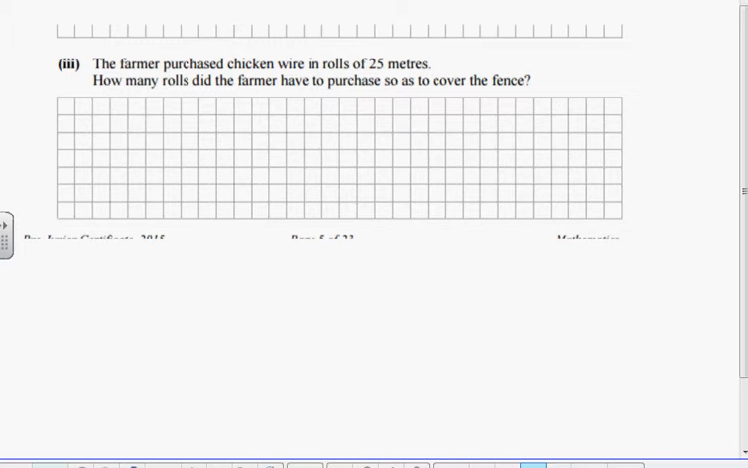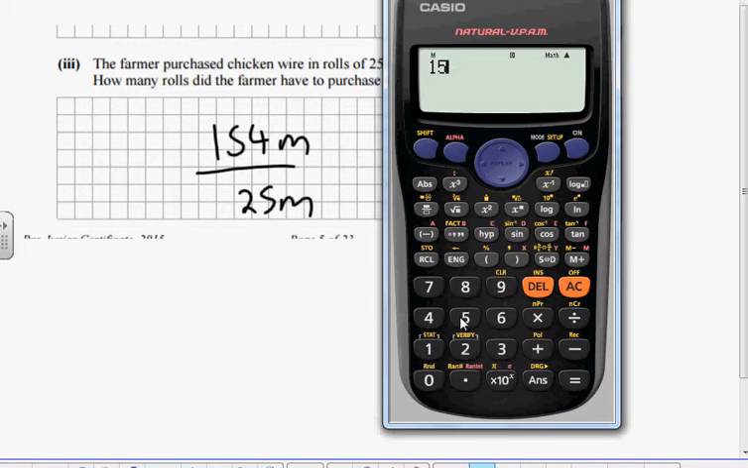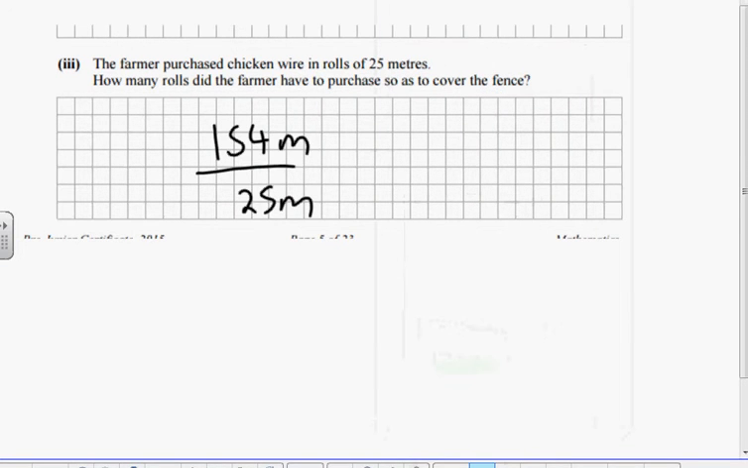You purchased wire, in wire rolls of 25 metres. How many rolls did the farmer have to purchase to cover the fence? 7. Because 6 doesn't cover and 7 covers too much. What's the perimeter? 154. 6 is 150, 7 is 175. If you divide it by 25, it'll tell you the answer. 6.16. You can only buy 6 or 7 rolls. 6 rolls is not enough. 7 is required. Good call, Aaron.